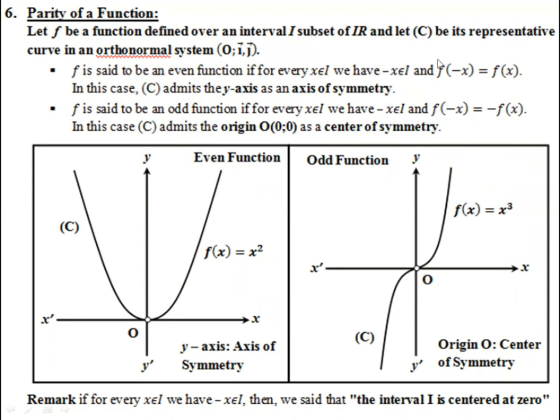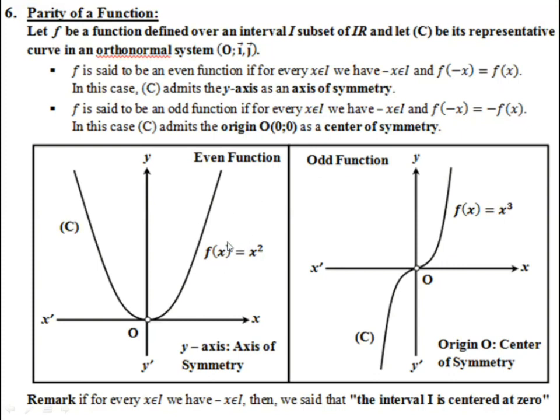The domain of f is centered at 0, or for every x belonging to I, minus x belongs to I. For example, the domain R is centered at 0. The domain [-2, 2] is centered at 0. We must have O as the midpoint of the interval. The domain [-3, 3] is centered at 0. The second condition: we must have f of minus x equals f of x.